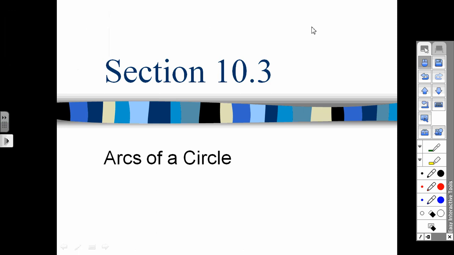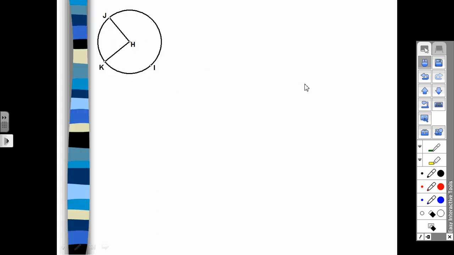Okay, section 10.3, we're talking about arcs of a circle, and hopefully this won't take too long for you guys. Oh, look, it's a diagram without anything written. Lovely. Okay, so we're starting with this circle, and what we're going to do is talk about the different kinds of arcs that you can find in this circle.